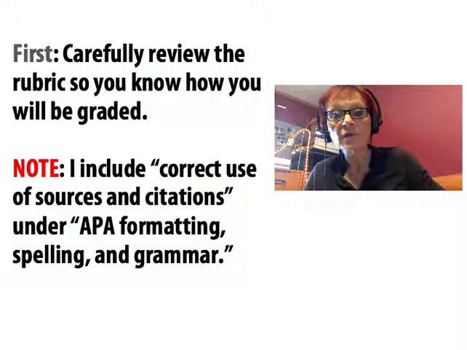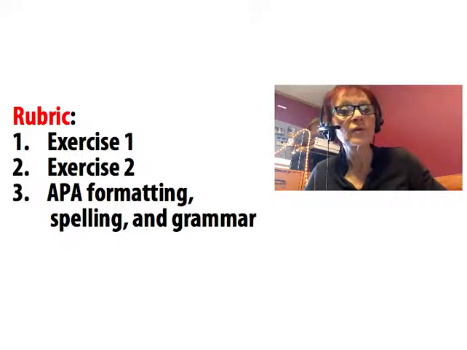So, as I do with every assignment, I want you to carefully review the rubric so you know exactly how you'll be graded. And also, as with every assignment, note that I use correct use of sources and citations as part of the writing element of the rubric. The rubric is very straightforward, it's just 3 parts. You need to do a thorough and excellent job on exercise 1 and 2, and then the rubric, the writing requirement.